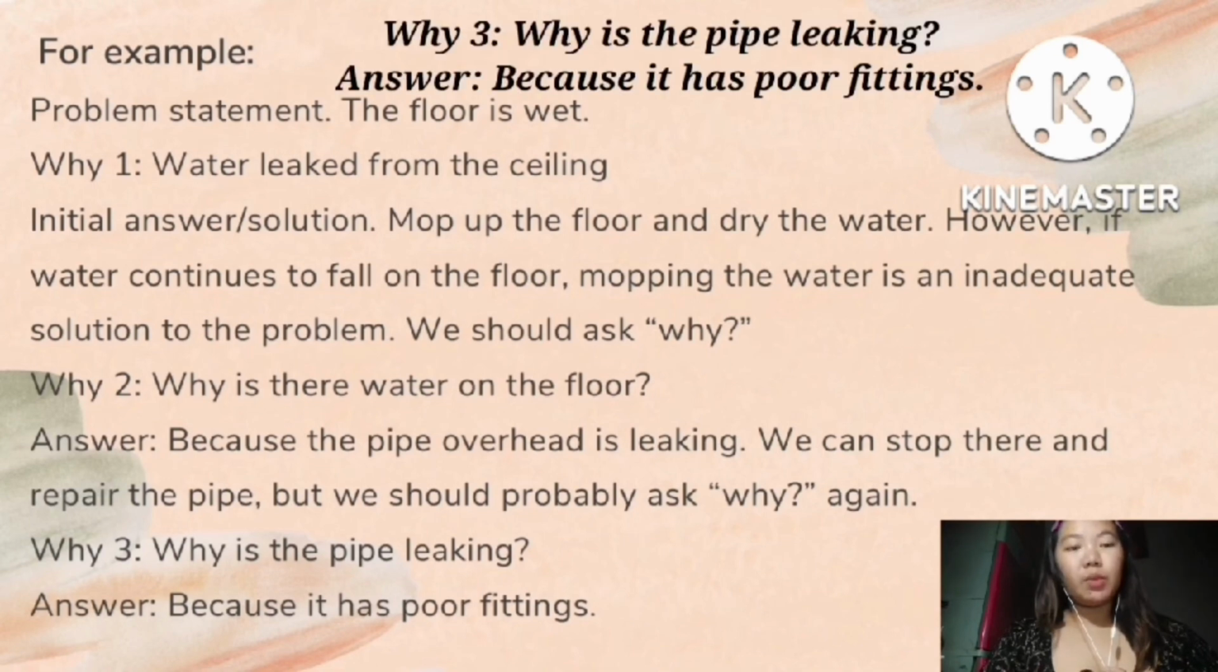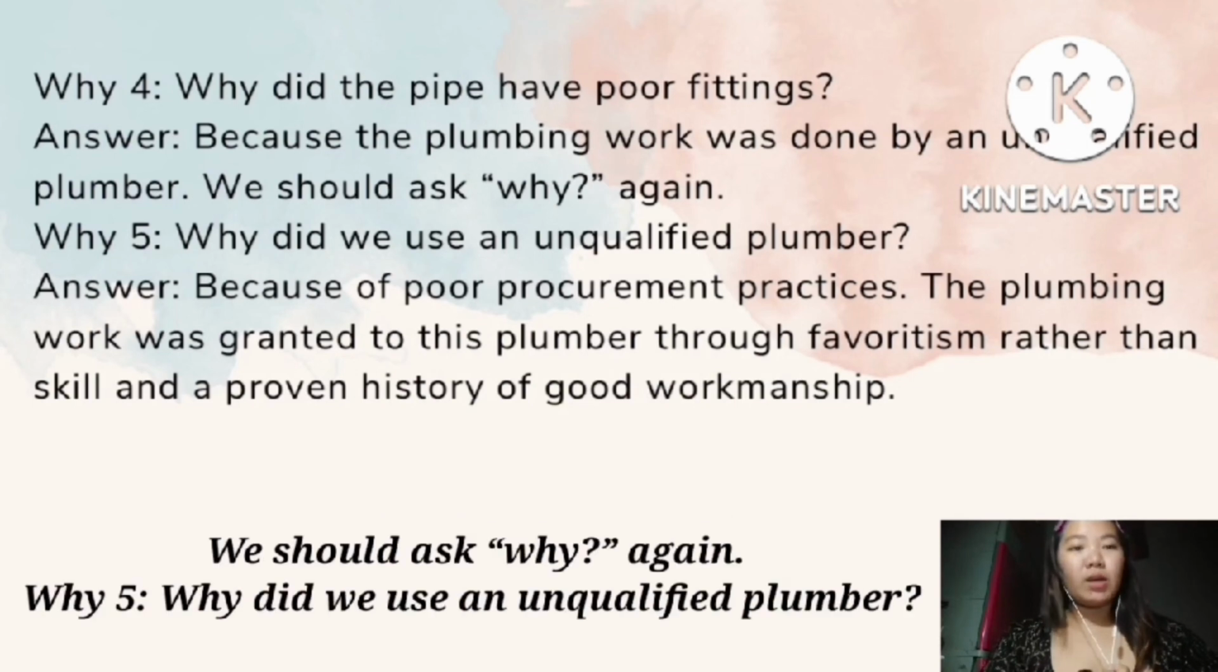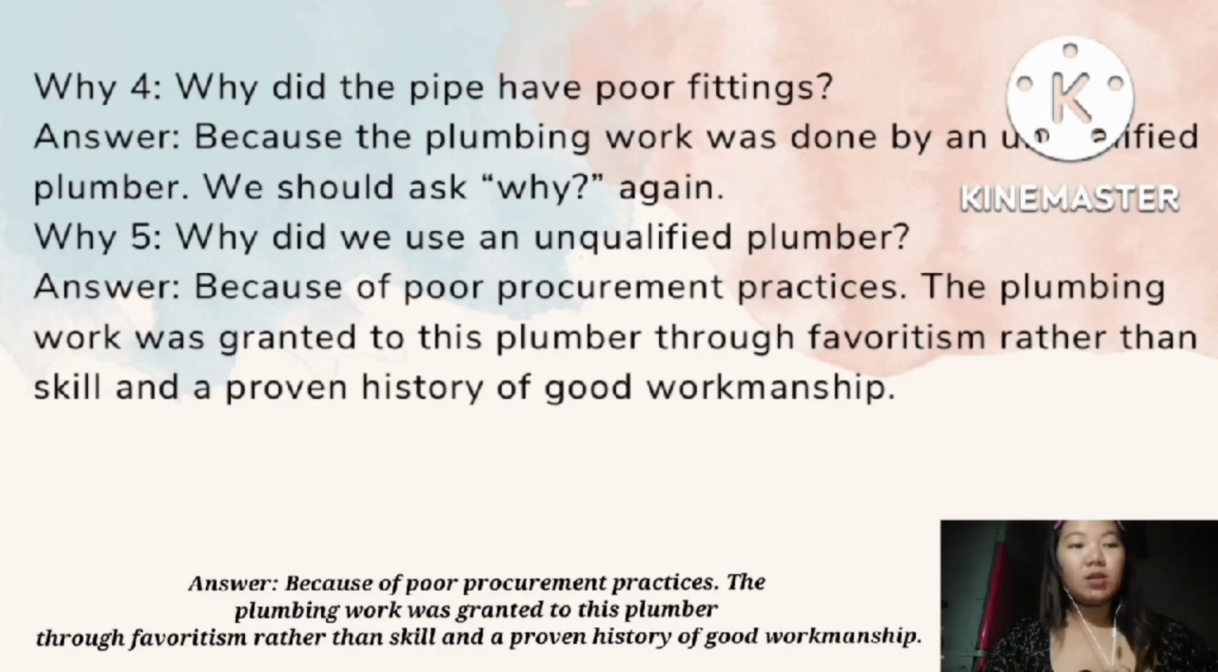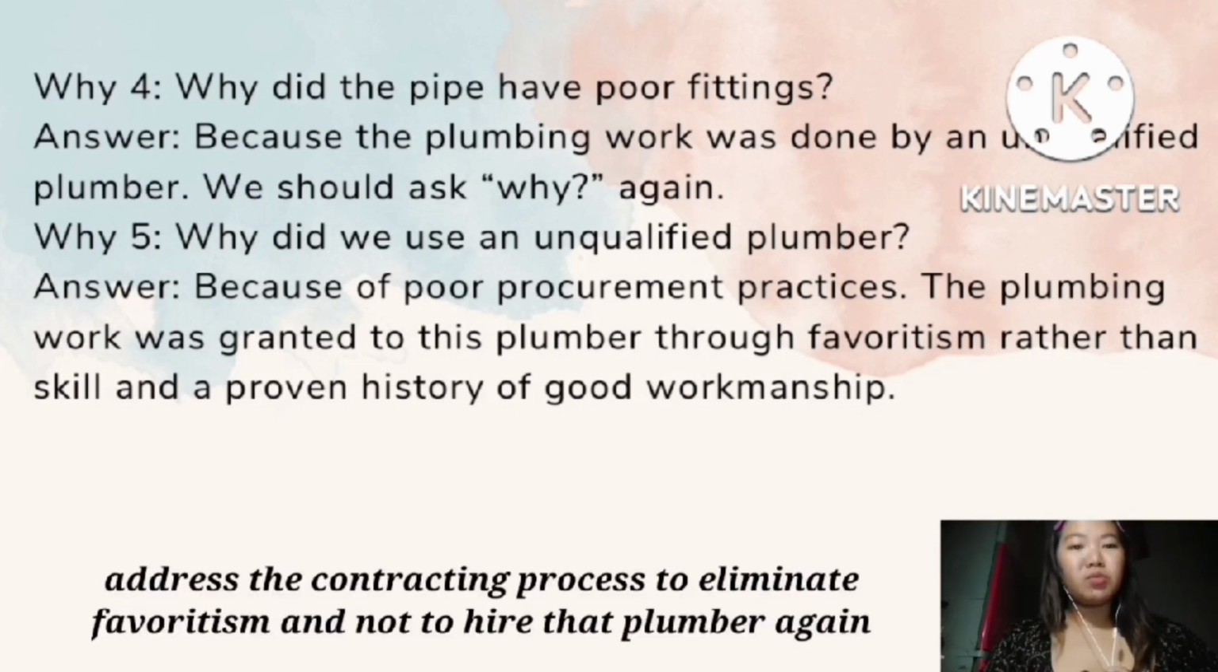So why number 3 is, why is the pipe leaking? The answer is because it has poor fittings. And then why number 4? Why did the pipe have poor fittings? The answer is because the plumbing work was done by an unqualified plumber. We should ask why again. The last why, or why number 5: why did we use an unqualified plumber? The answer is because of poor procurement practices. The plumbing work was granted to this plumber through favoritism rather than skill and a proven history of good workmanship. Therefore, we now know what caused the water on the floor, and with that knowledge, we can now move forward and address the contracting process to eliminate favoritism and not hire that plumber again.